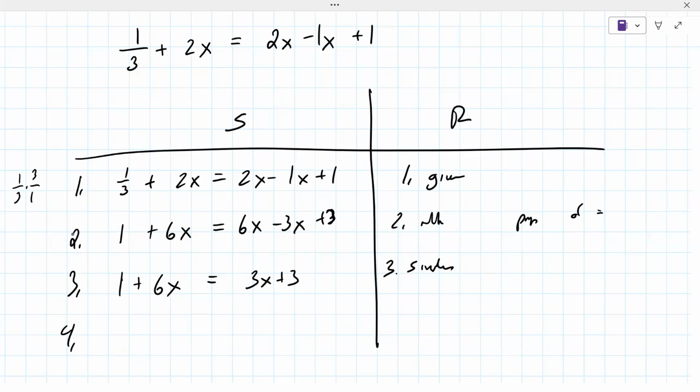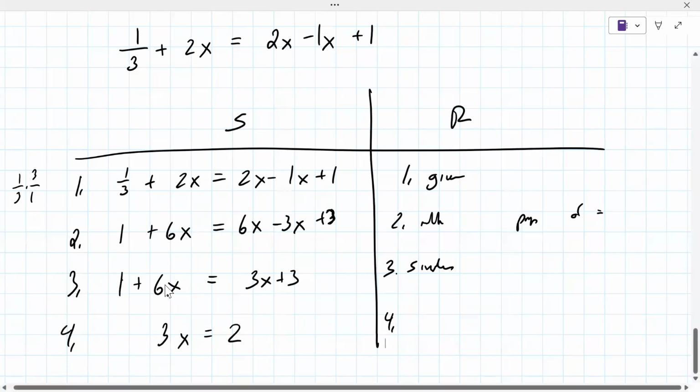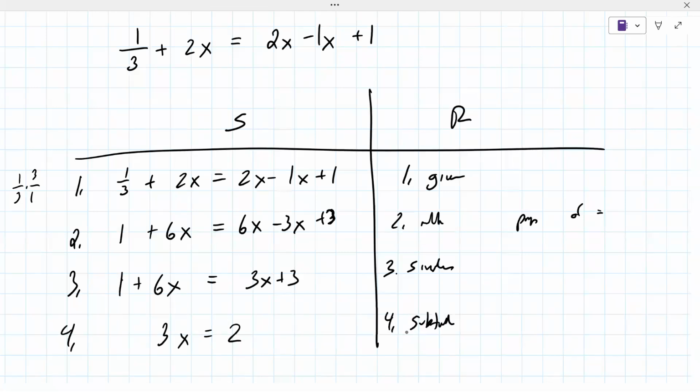Now, this is the line where you had 3x equals 2. What's the reason? You said it's not for dividing. Well, no, you're not dividing. That's from 3 to 4. We're moving x. Yes, that's right. That's not dividing. Moving is a different operation. But tell me what you did to move the x. Subtraction. Yes. What did you do to move the one? Subtraction as well. Okay. So what is the reason? Subtraction property of equality. There you go.